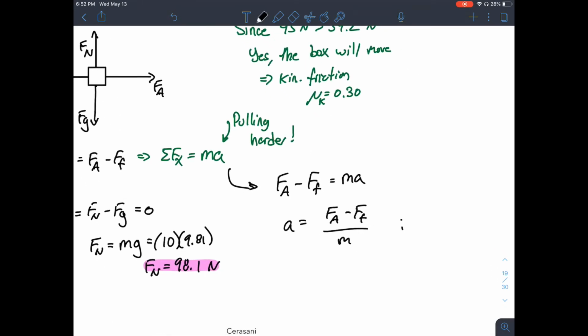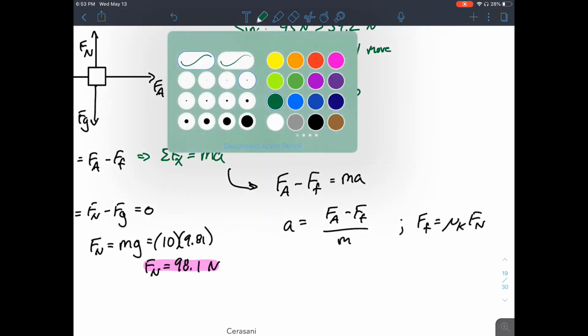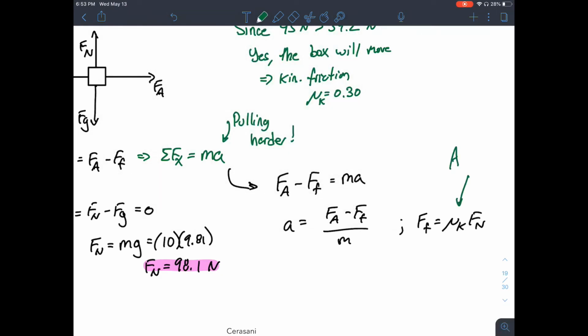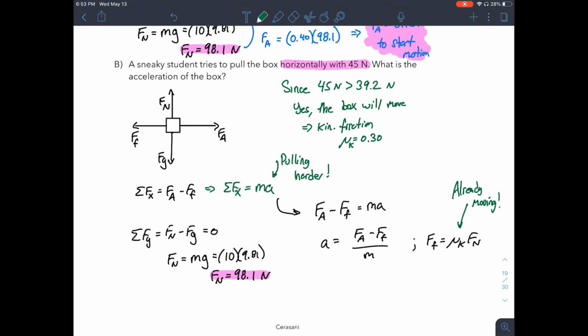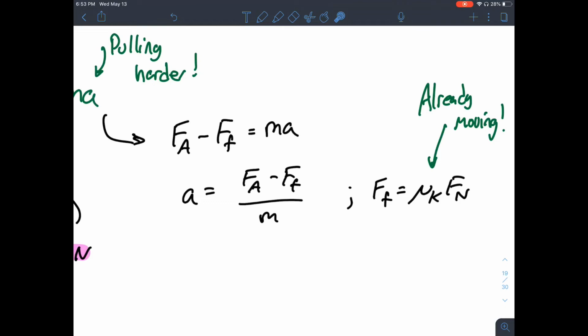Now, be very, very careful here. This force of friction is our kinetic friction times the normal force, because this box is already moving, okay? This is not 39.2 newtons like we found up top, okay? It is a different amount of friction because this box is already moving. So just be careful about that.